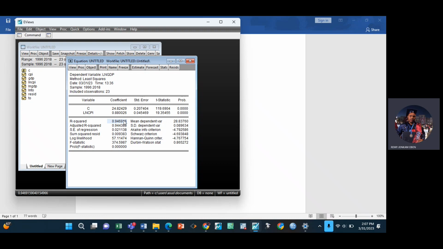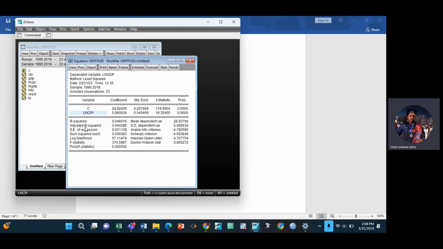If it is below 50, it means the model has a really low explanatory power. If it is above 50, it is good. When it's really 80, 90, it is really good. The model has high explanatory power. So because here it is about 95%, we'll say this model has a high explanatory power, which means 94.7% of the variation in GDP can be explained by the variation in CPI. That's how we explain it.